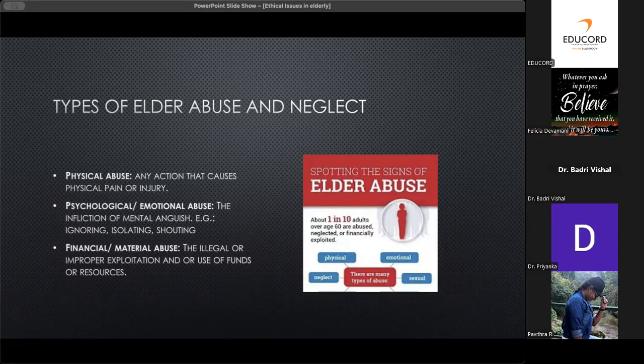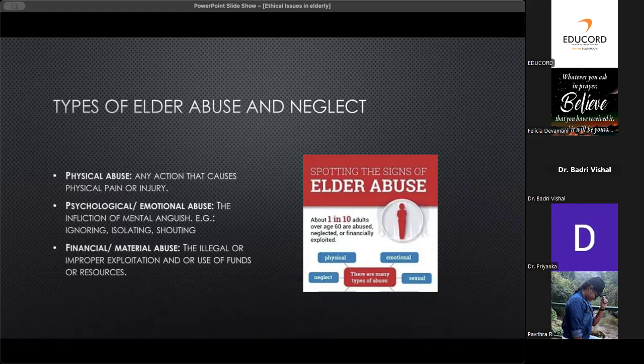And as we all are living in society, you must have seen these kinds of abuses around you. Financial or material abuse is the illegal or improper exploitation or use of the funds or resources of the patients. I have seen multiple patients living with their son or daughter or anyone like that, and they are on pension.